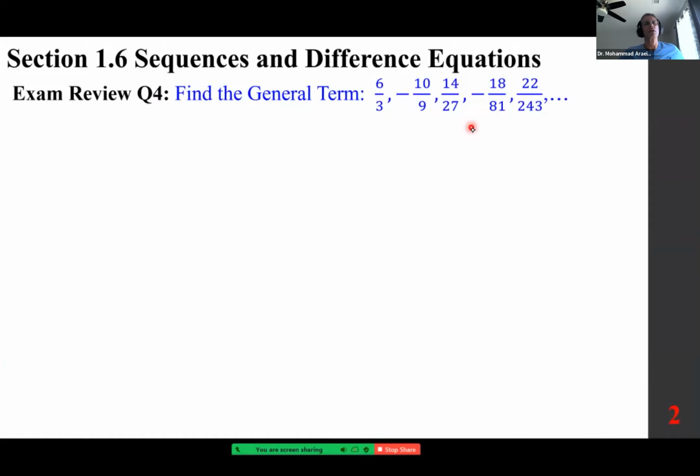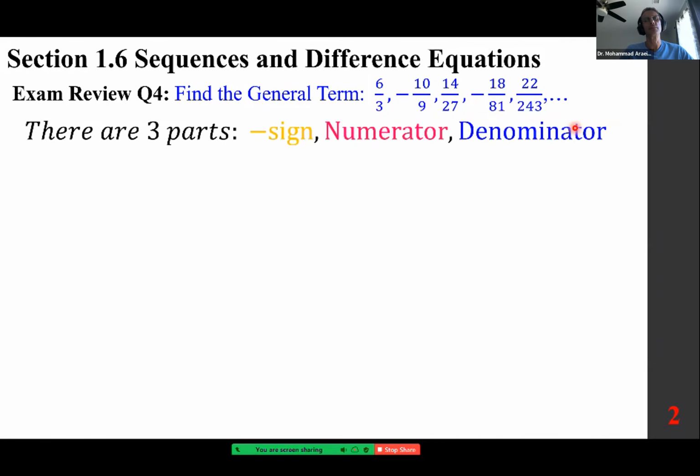We want to find the general term. This is a question from the exam review. So we notice there are three parts here. The sign alternates. We have a negative sign. We have the numerators, and the denominators. We'll look at each case.